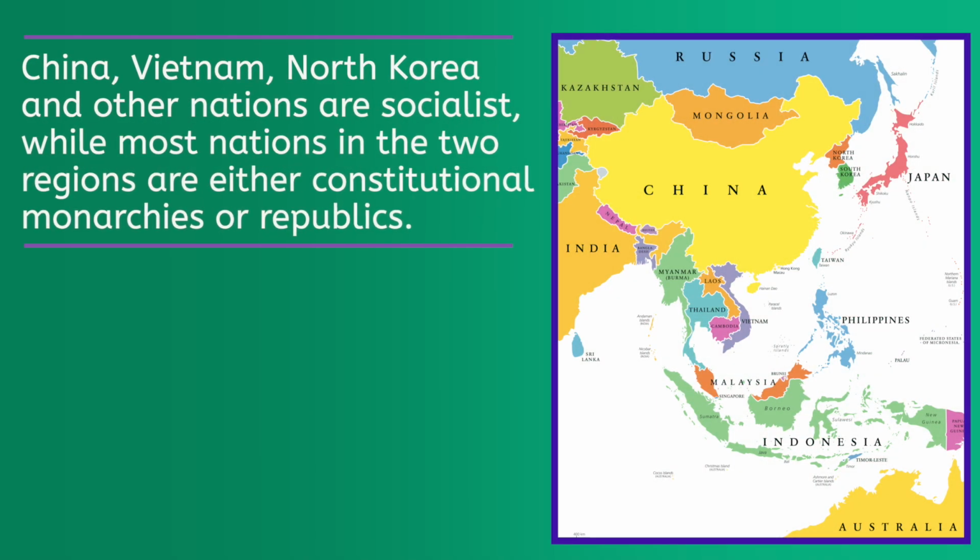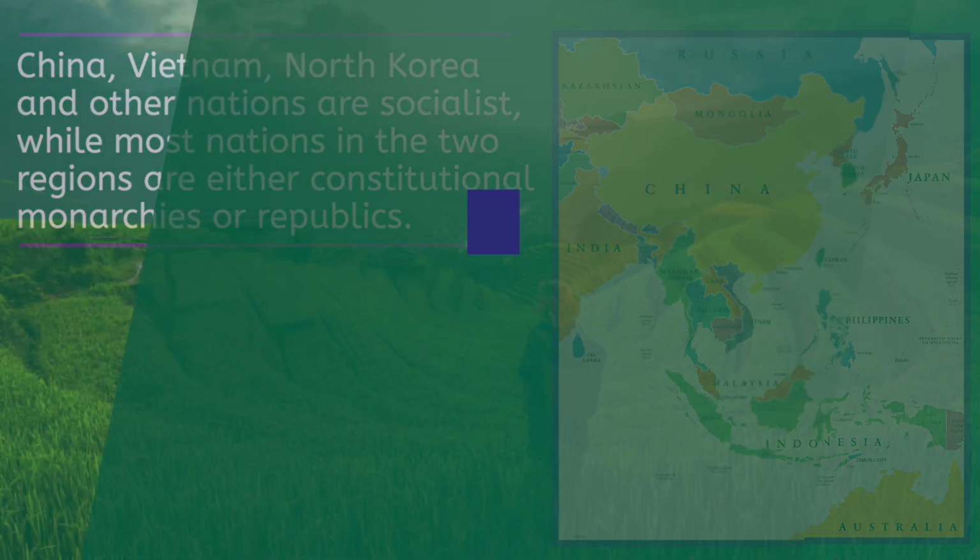Vietnam today is communist, while Korea split into two countries. North Korea, like China and Vietnam, is a communist nation. By 1960, the majority of Asia had regained independence from European nations, and most are now either constitutional monarchies or republics.